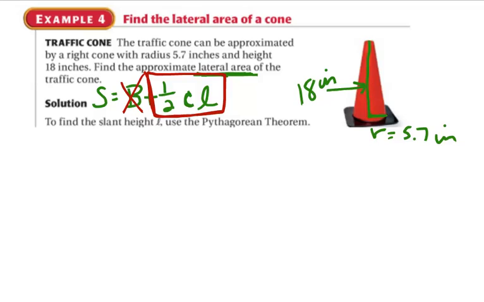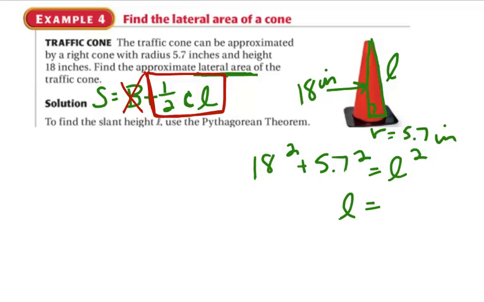So let's look at, to find the slant height again. There's the slant height right there. That's my L. And so this is my right triangle here. So your L, your slant height, is always going to be the hypotenuse. So I've got 18 squared plus 5.7 squared is going to equal my L squared. So plug that into your calculator. I'm going to get L is 18.9. Okay. Wait, approximate lateral area. Sorry. We're finding the approximate lateral area now.